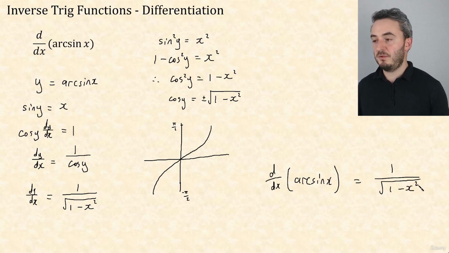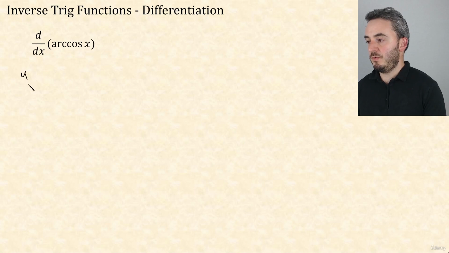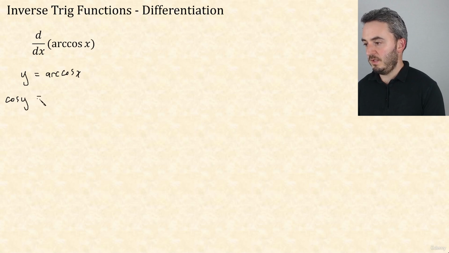Okay, let's work through the other ones. So d by dx of arccos x. We'll do something very, very similar. We'll start with y equals arccos x. Then we'll have cos y equals x. And we will differentiate. The derivative of cos y is minus sine y dy by dx. The derivative of x is 1, so we have dy by dx is minus 1 over sine y.